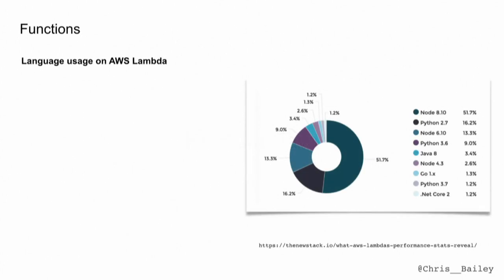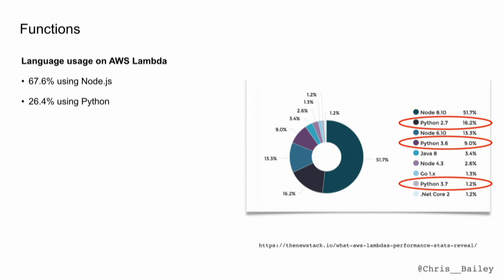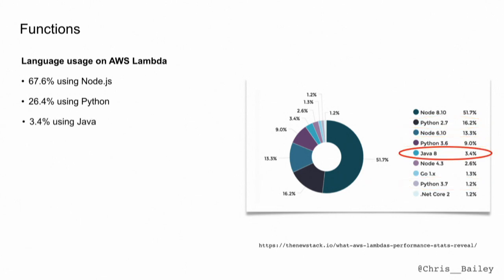So this is the breakdown of usage of AWS Lambda, Amazon's implementation of function as a service. And you'll see the top usage is Node.js. Actually, the third usage is Node.js, and so is the sixth. So these are just different versions of Node.js. In fact, 67% of all usage on AWS Lambda is Node.js. Second comes Python. Again, 3 entries for Python, different versions. The most is at 16%, the next is at 9%. But this is 26% of the usage of AWS Lambda doing Python. Java comes in third at 3.4%.